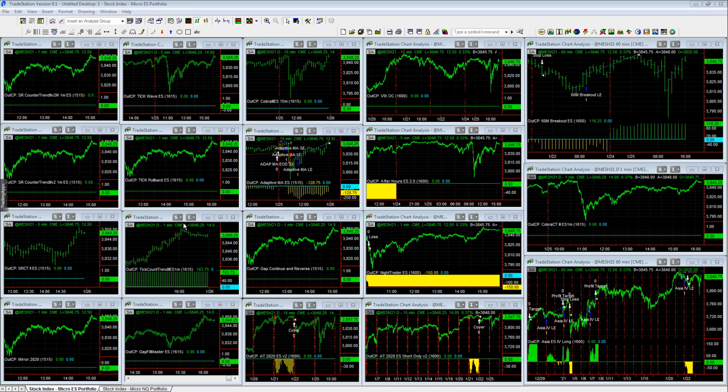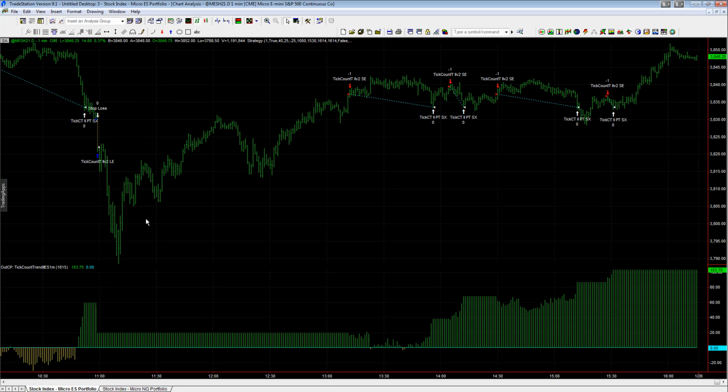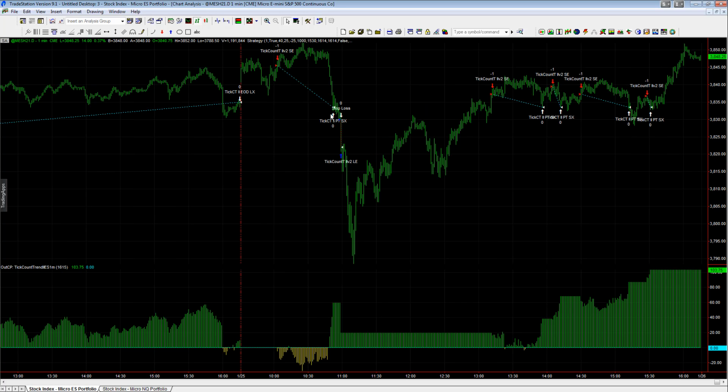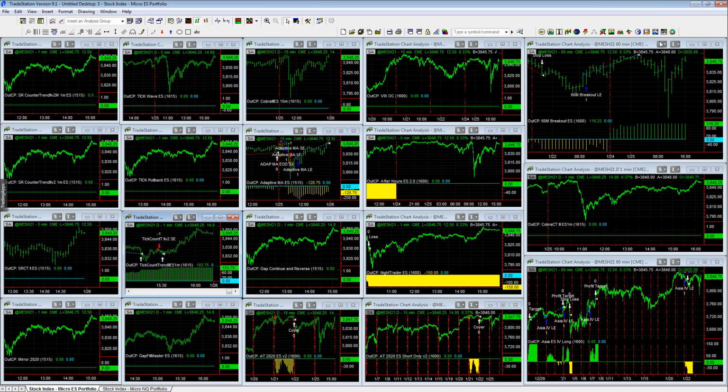One of our portfolios is the stock index portfolio. I want to go over that in the micros today. Really good short trades on Tick Count Trend 2, V2. You see this short here hit a profit target. Long trade was stopped out. So we got 5 short winners, 1 long loser, plus 103.75 without slippage and commission.